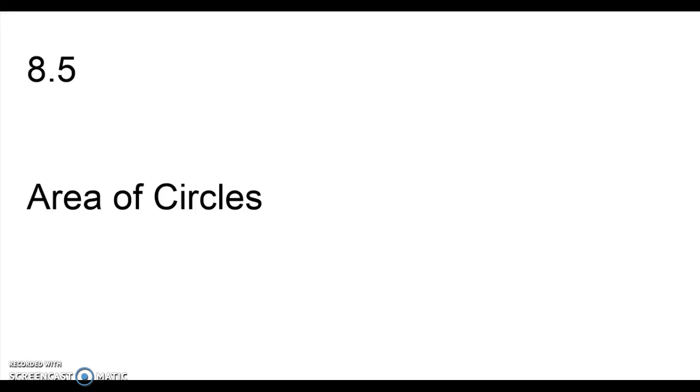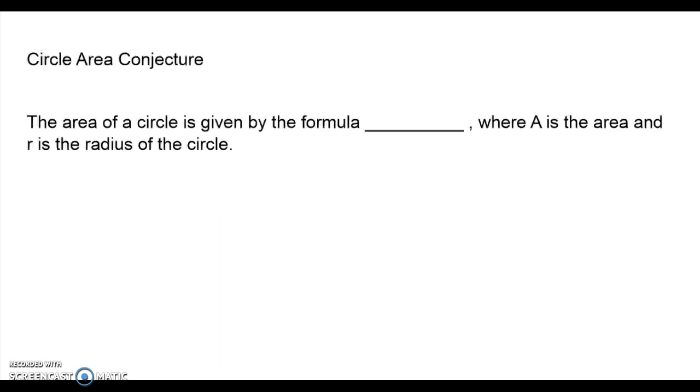Alright, so today we're going to start with area of circles, and then we're going to be getting into finding areas of parts of circles like sectors and segments and the annulus. Okay, so first thing we need to know is what is the area of a circle. The area of the circle is given by the formula A equals r squared times pi, where A is the area and r is the radius of the circle.